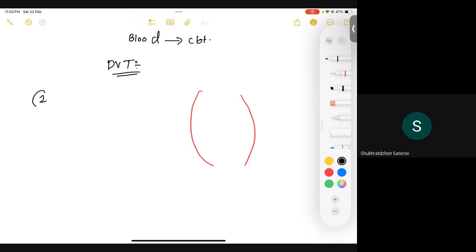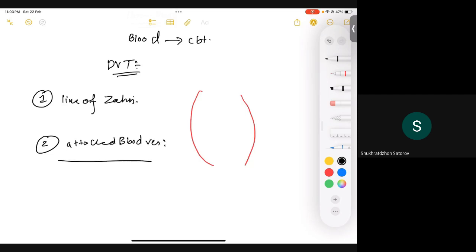Basically, we have two of them, 1 and 2, and you're going to see you got an MCQ on that today, right? The first one, let me just give you a clue: you guys are going to explain that, the lines of Zahn. And the second one, it should be attached to the blood vessel. So once a blood clot has these two features, then you are going to declare it as a deep vein thrombus. Did you guys get me?